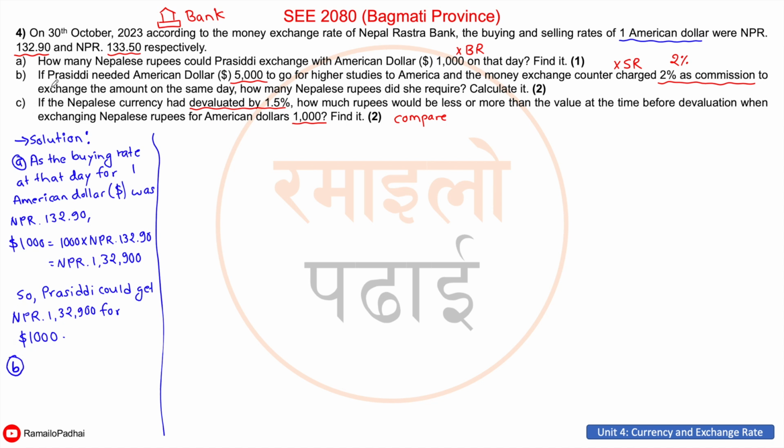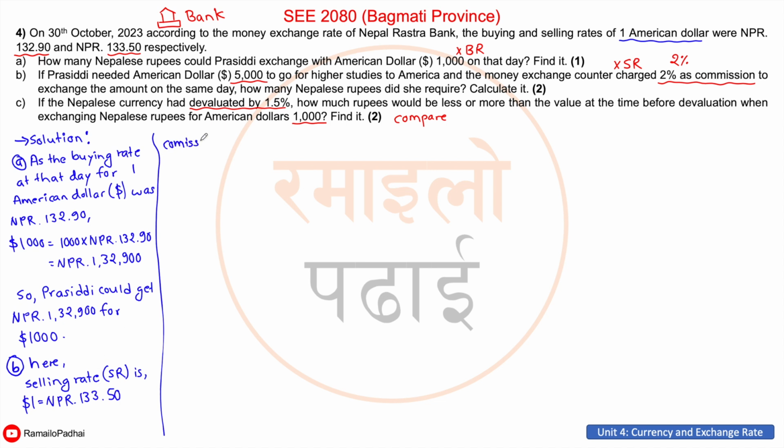What we are asked is, if Prasiddhi needs to exchange American dollar 5000 and the exchange counter charges 2% as commission, how much money will she require? Here in question number B, Prasiddhi is getting American dollar from the bank, and while thinking from the perspective of the bank, the bank is selling the American dollar. So we will use the selling rate here. Selling rate SR is 1 American dollar is equal to NPR 133.50.